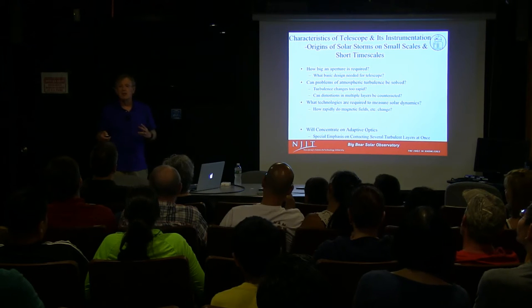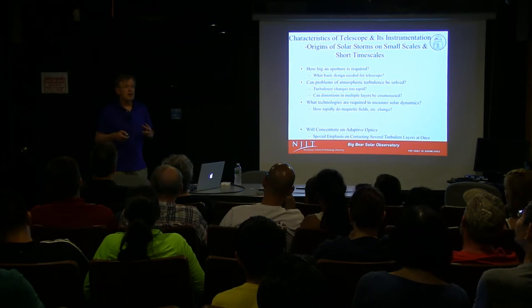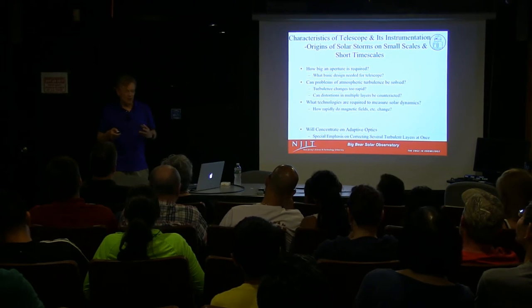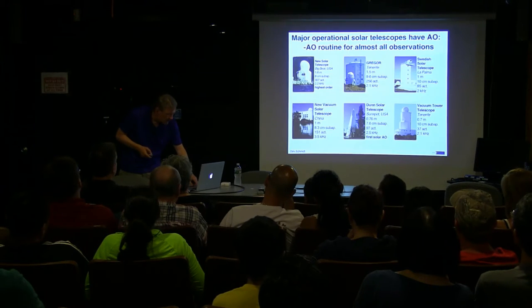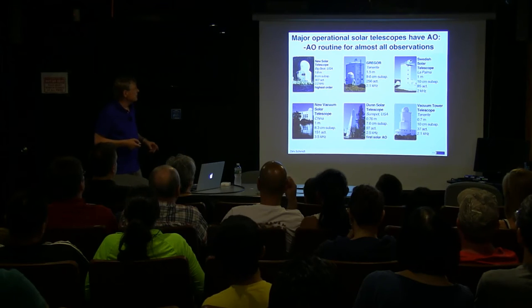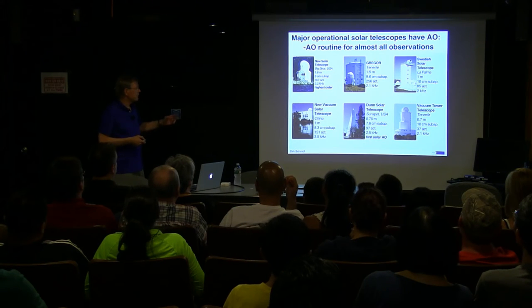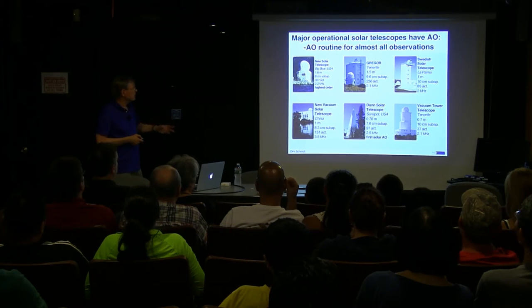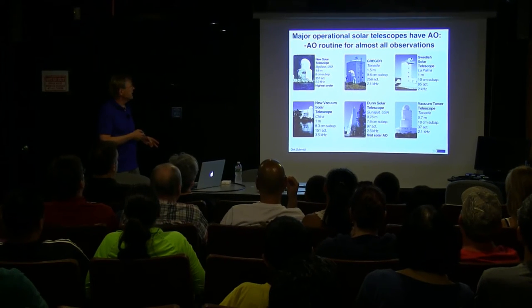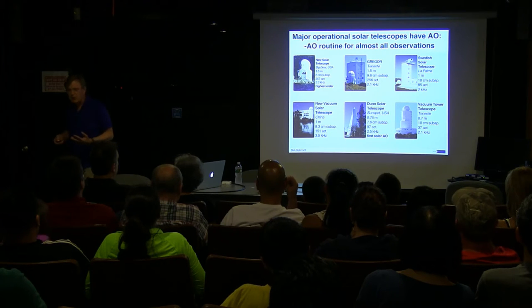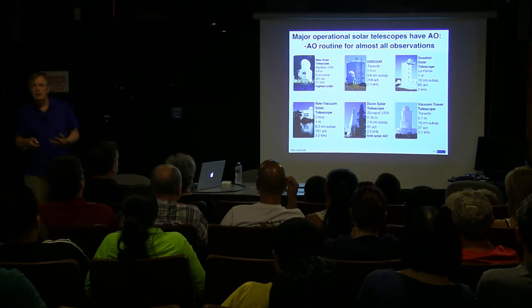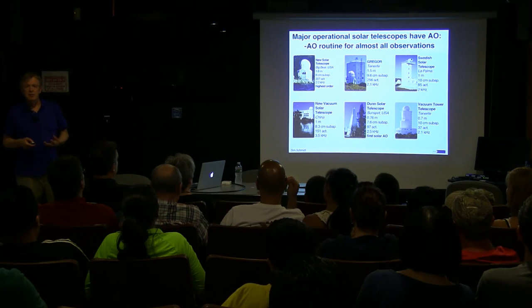The good thing is that this is an era where there are all kinds of new technologies, and new technologies are really fun to deal with. And one of the most important ones is called adaptive optics. These are the six largest solar telescopes in the world, and they all have what's called adaptive optics. And adaptive optics corrects for the distortion in the atmosphere.